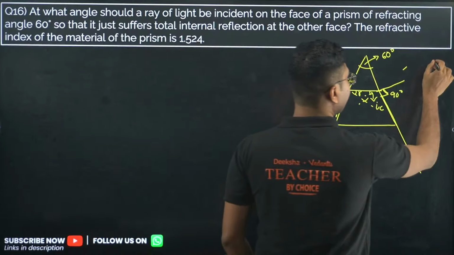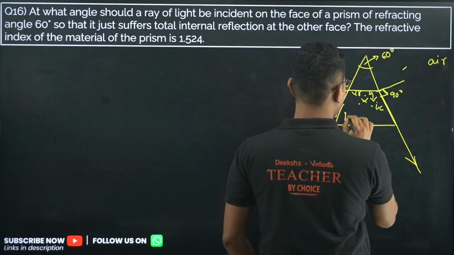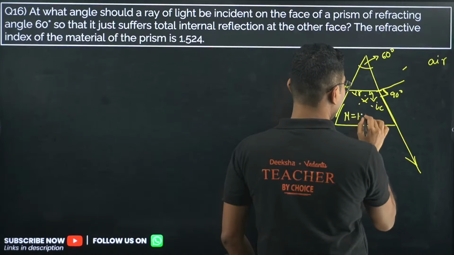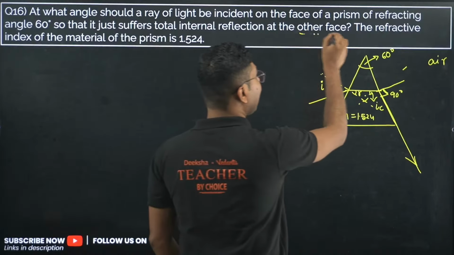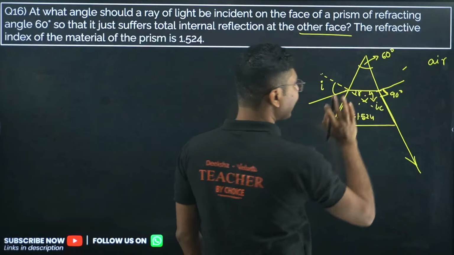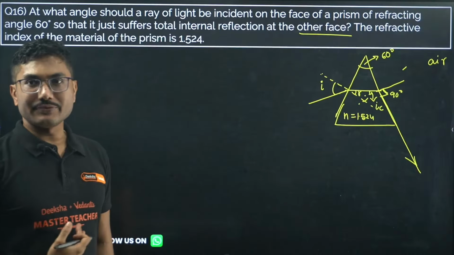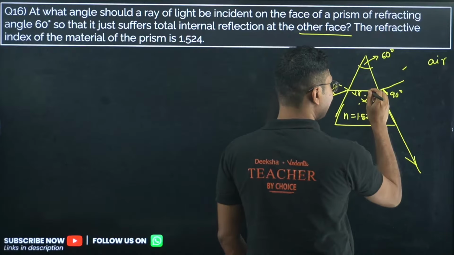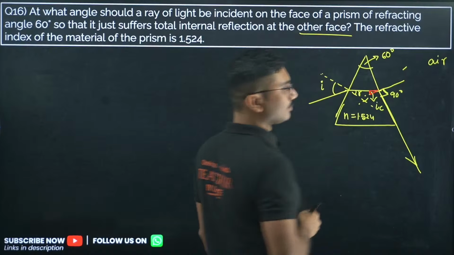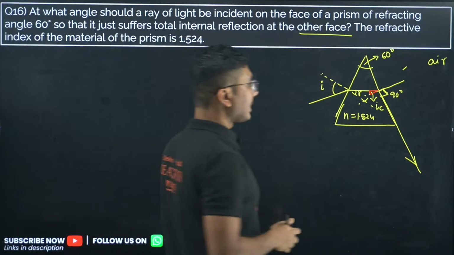Here we have glass, and the refractive index is 1.524. Let's not write mu, it is confusing. Let me write the refractive index as n. Total internal reflection on the other face means this face. So this is the critical case. Understand, the diagram is very, very important. This angle is the critical angle. This tiny angle is the critical angle.